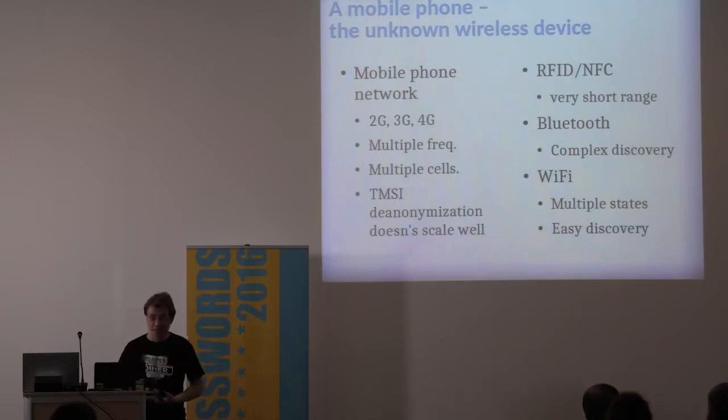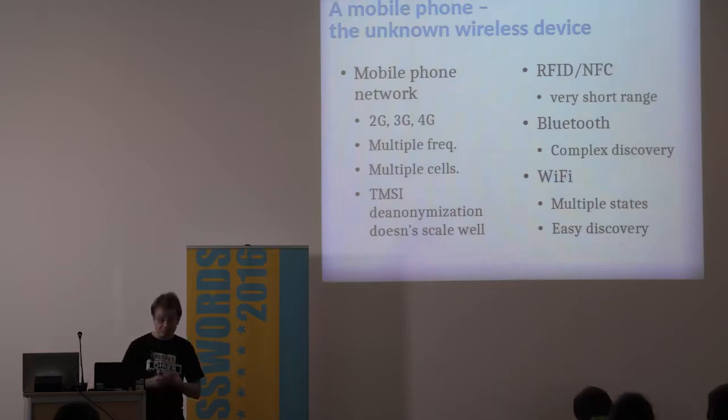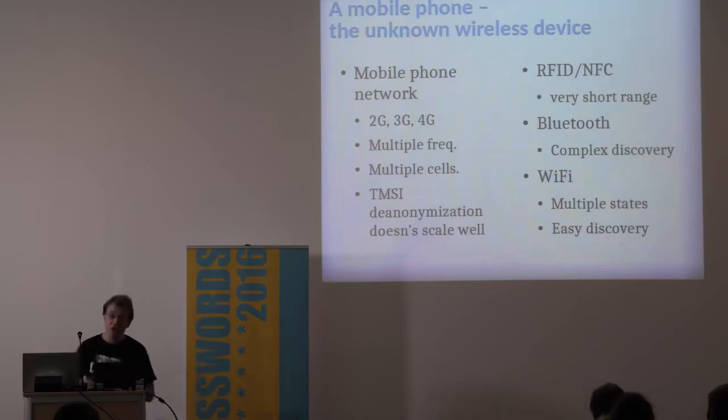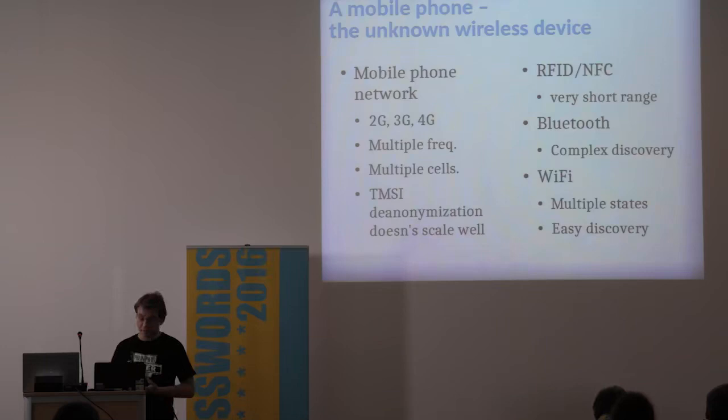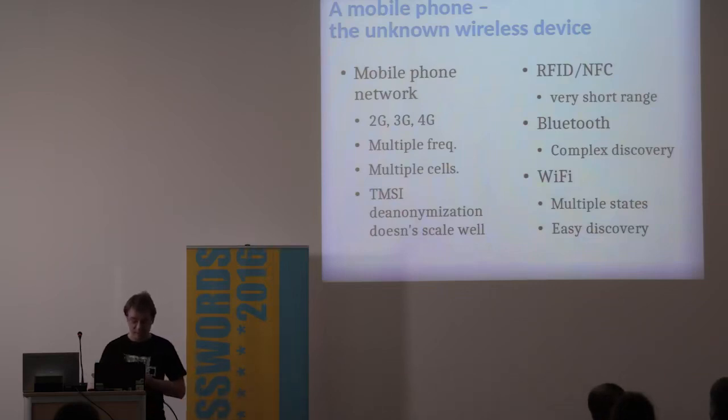What kind of transmitters do they come with? So of course, there is the mobile network transmitter. However, it's quite complicated in the sense that today you have 3 different network generations, which all work on different frequencies with different modulations. A mobile phone can be attached to multiple cells in your area, and they all use a pseudonym mobile subscriber identity in some form.